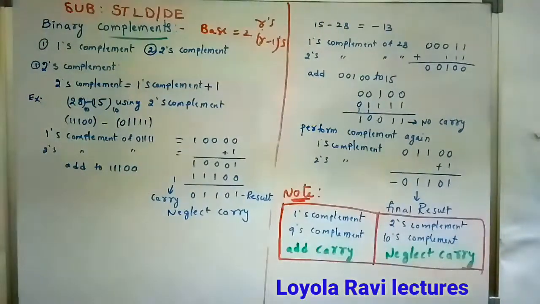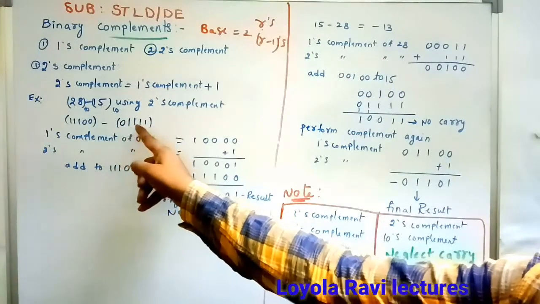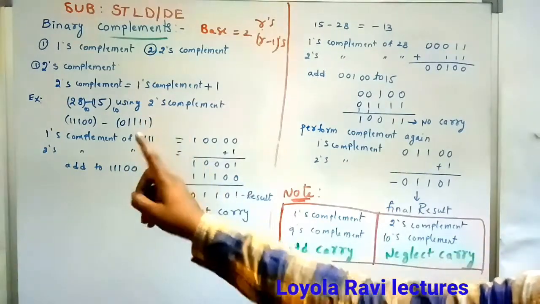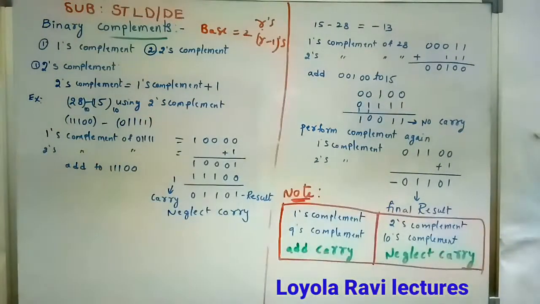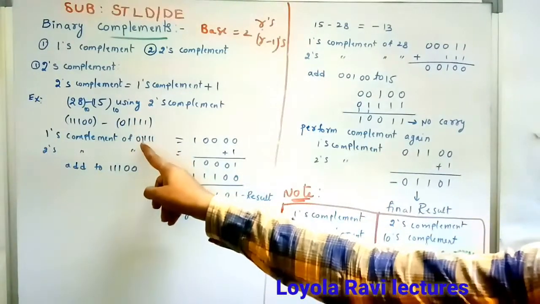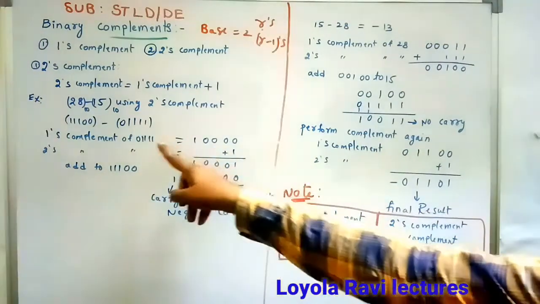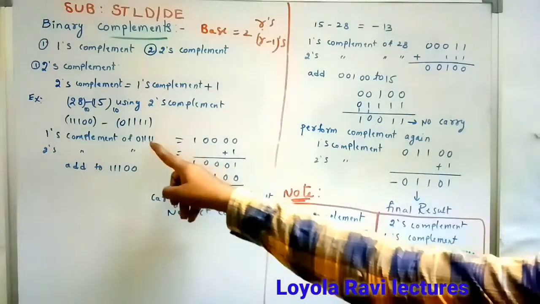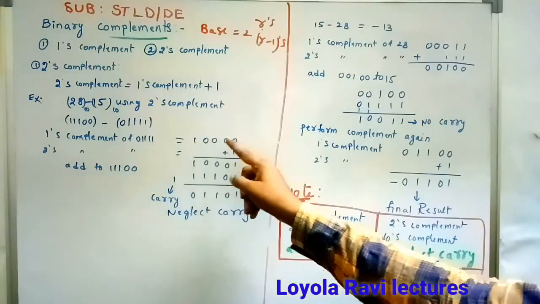These two binary bit lengths must be equal. Then only you can perform either 1's complement or 2's complement, or decimal complement. Any complement can be performed using an equal number of digits or bits. So here, what is the negative number? 01111. 15 is the negative number. For that one I am finding the 1's complement. The 1's complement of 15, that is 01111: 0 is replaced with 1 and 1's are replaced with zeros. 10000.